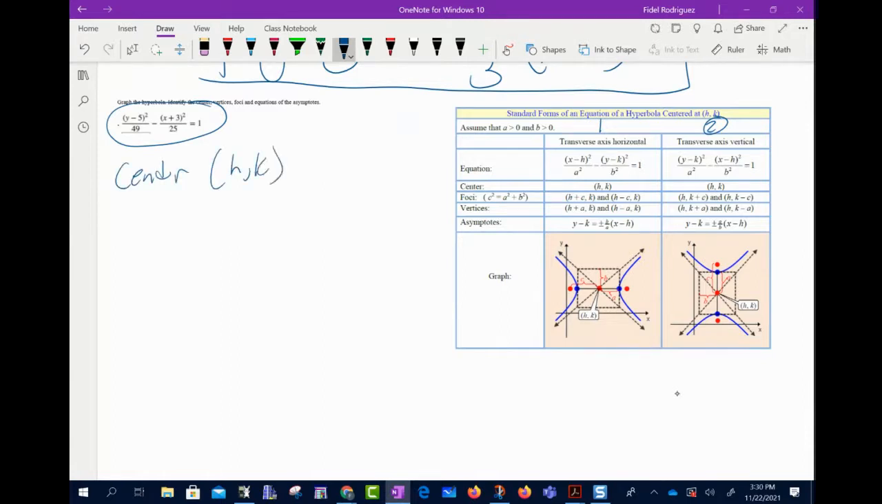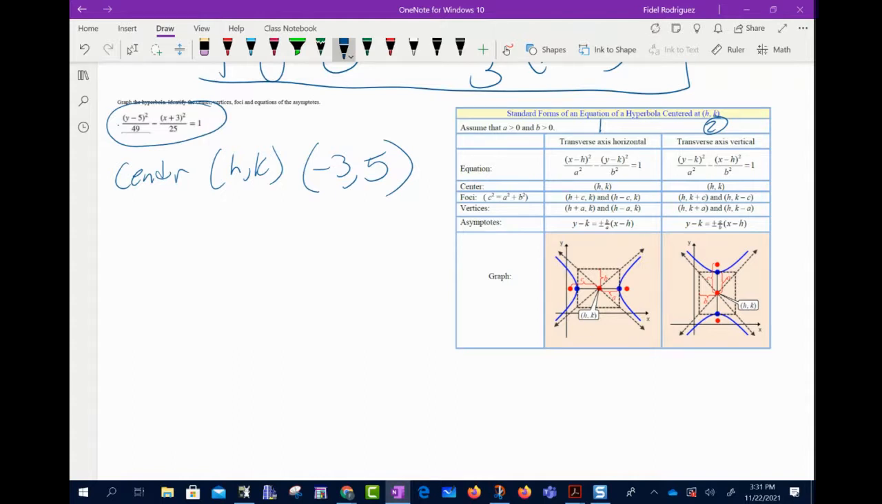Remember, the center is the point (h, k). One thing I want y'all to notice: the y component is coming first. It's (y minus k) squared over a squared, and then (x minus h) squared over b squared is coming second. But the h and the k are still the same values. Everybody agree that h is -3 and k is +5? Okay, we found the center.